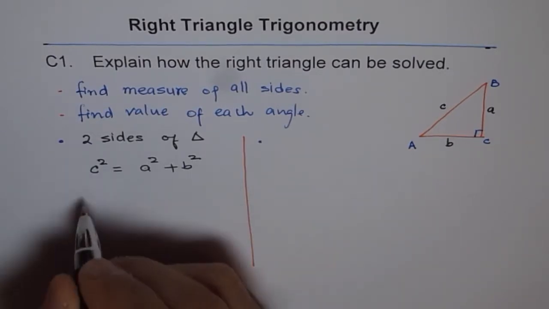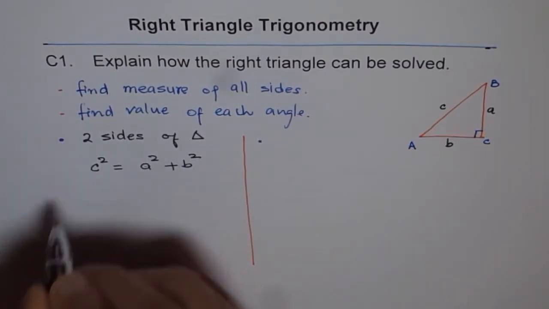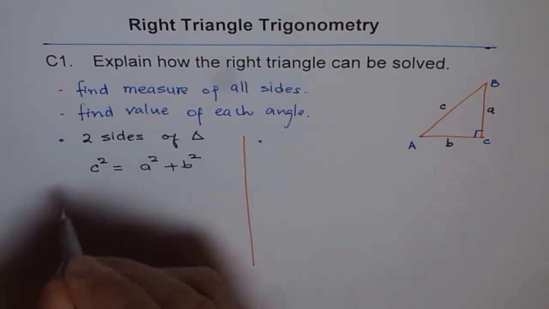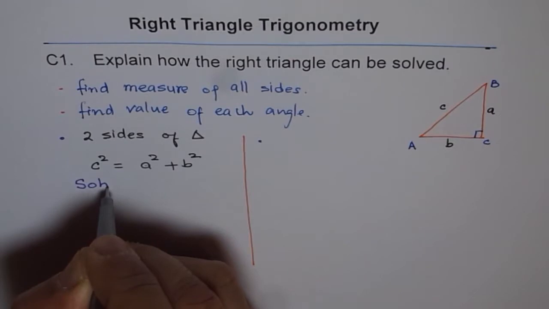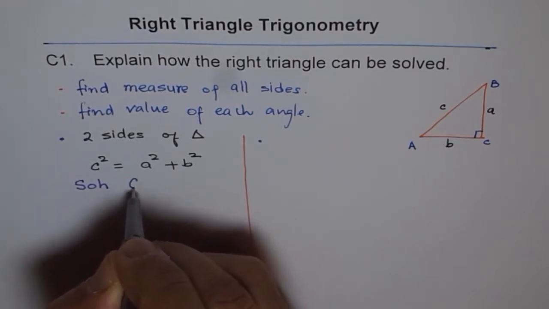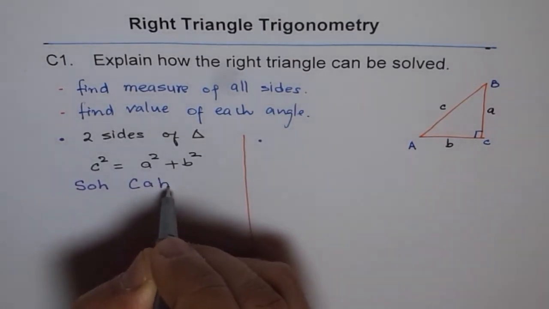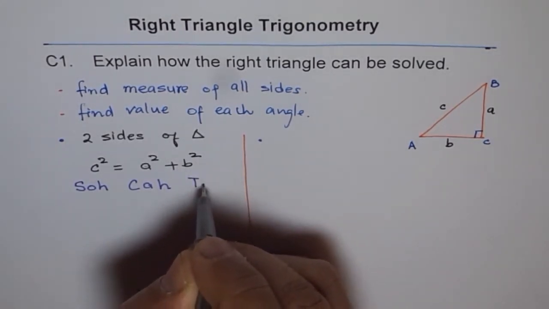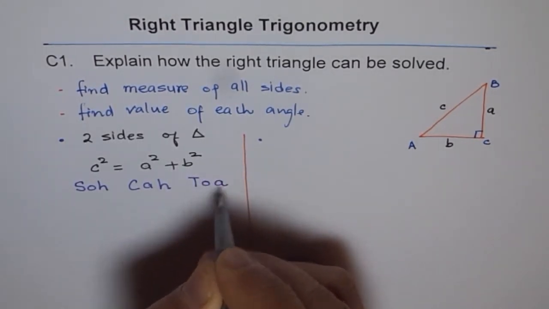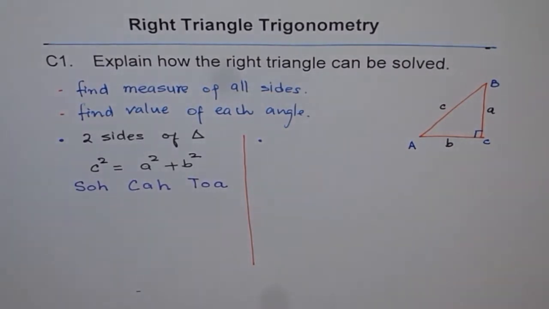Now, as you know, sine theta, right? First, let me give you that acronym. Sine is opposite over hypotenuse, correct? Cosine is adjacent over hypotenuse, and tangent ratio is opposite over adjacent, correct? So these three ratios help us to find the angle.